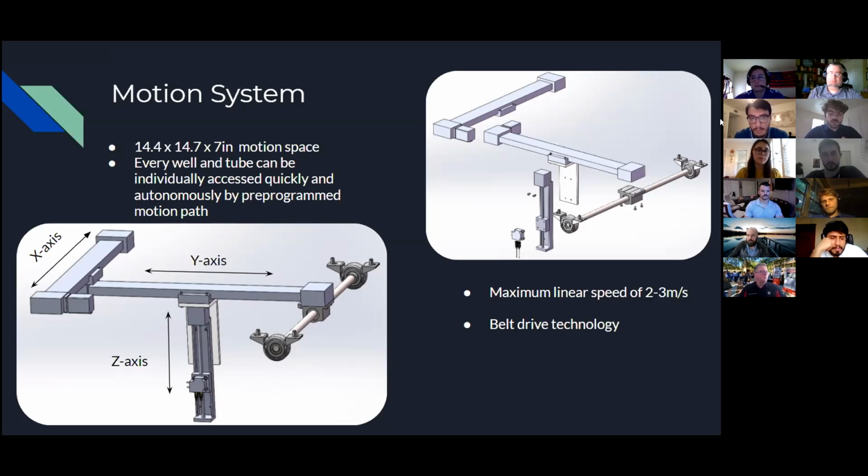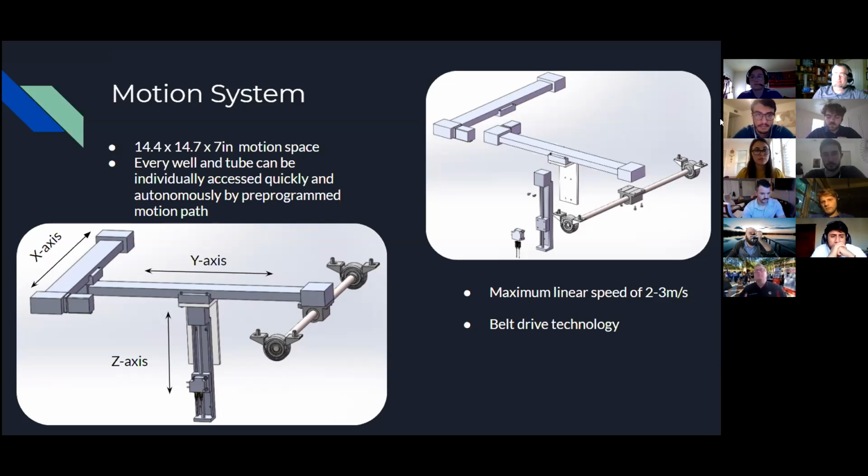Whether the user wants to fill an entire rack of tubes with gas and culture medium, or they just wish to extract waste from a few specific tubes, they would have that flexibility. The basic design of the system uses 2 motorized belt drive axes for X and Y motion, as you can see in the bottom left image, and a motorized linear stage for Z motion of the liquid and gas dispenser.